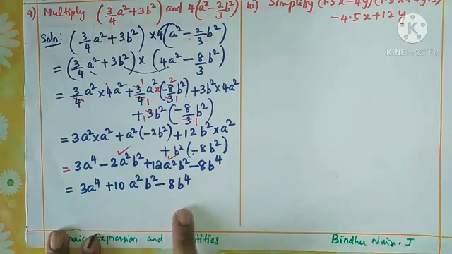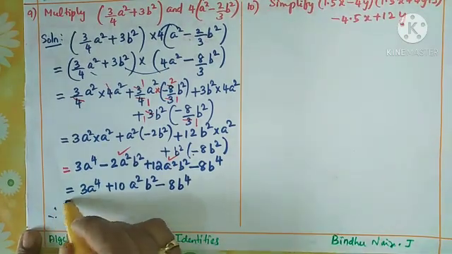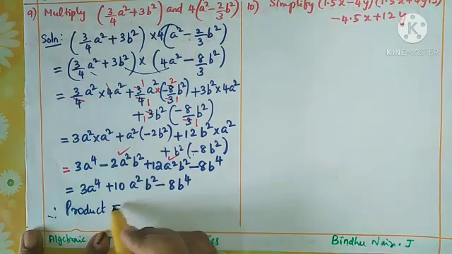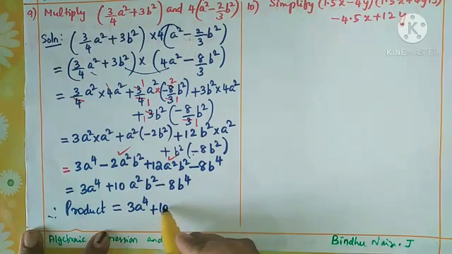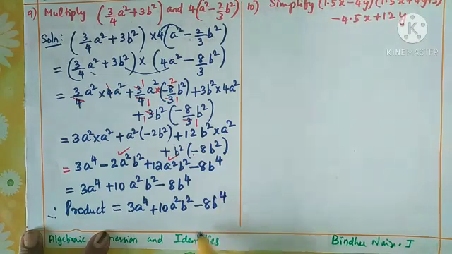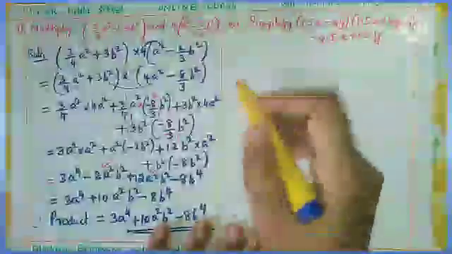Okay, now further we cannot do, we have simplified. So therefore the product of the given two binomials is 3a raised to 4 plus 10a square b square minus 8b raised to 4. That is the answer. Now see this question.